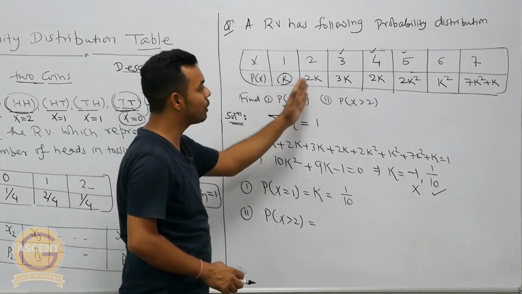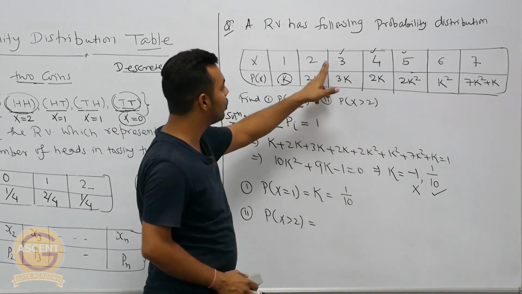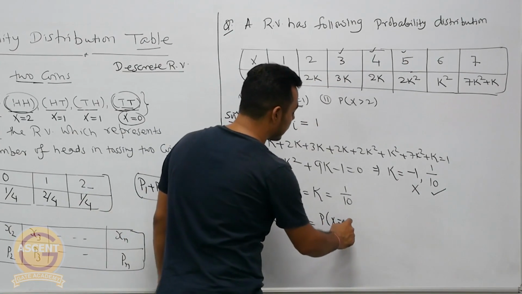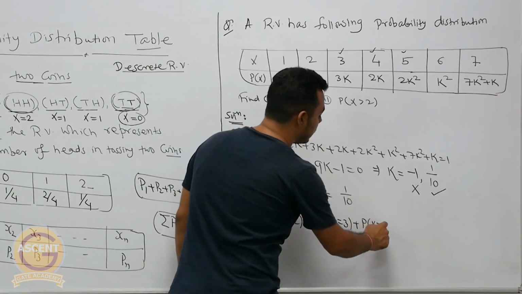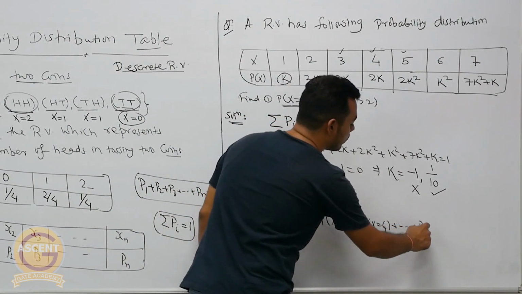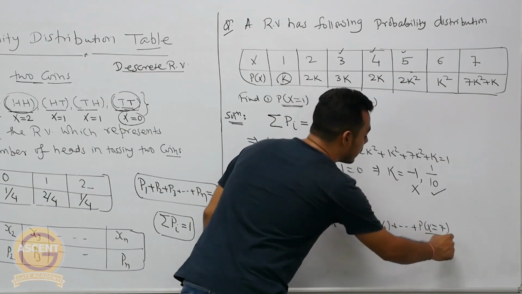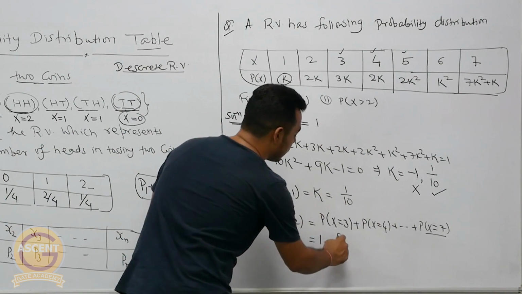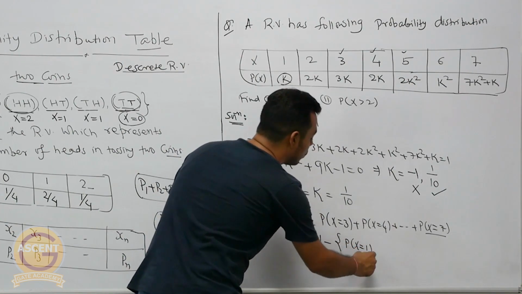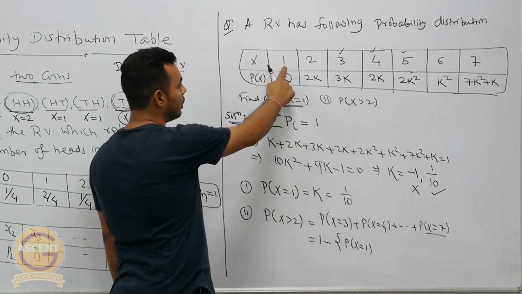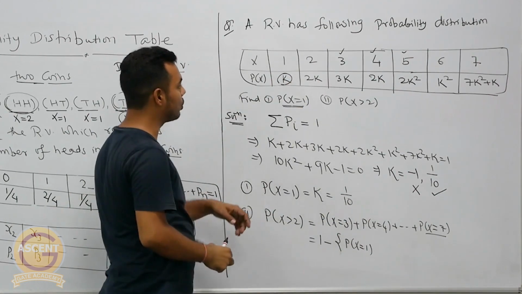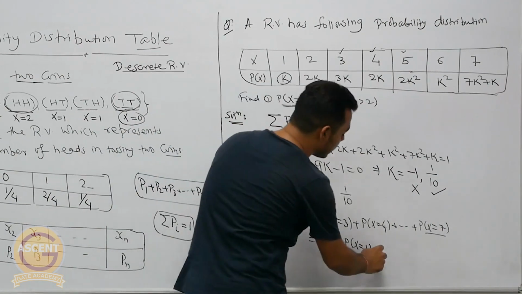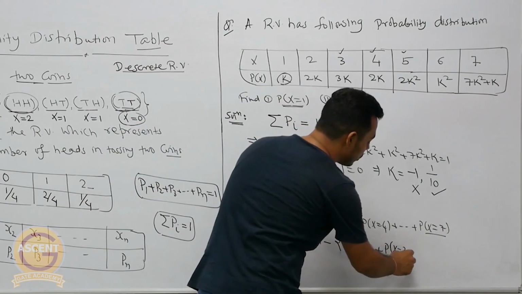See, the sum of all these probabilities will be 1. So x more than 2 means 3 plus 4. Maybe I should write this thing here. This will be the probability that x is equal to 3 plus the probability that x is equal to 4 up to the probability that x is equal to 7. Now this you can write as 1 minus the probability that x is equal to 1 plus the probability that x is equal to 2. If I subtract x equals 1 and 2 from the total, then I will get the required probability.